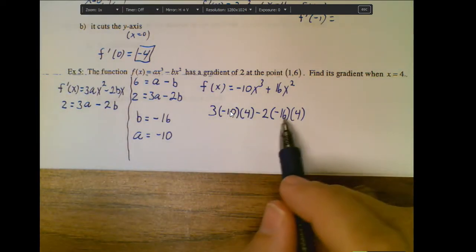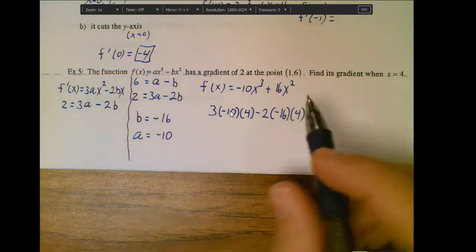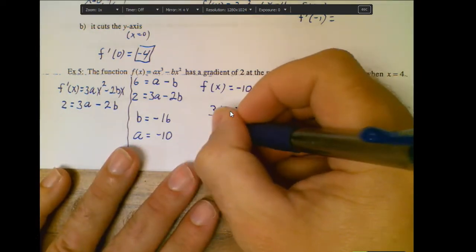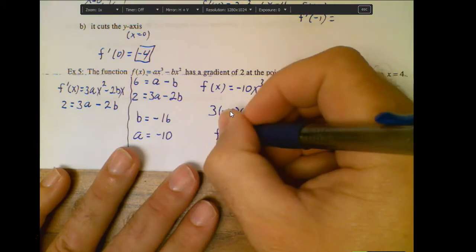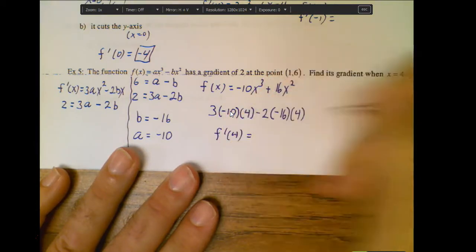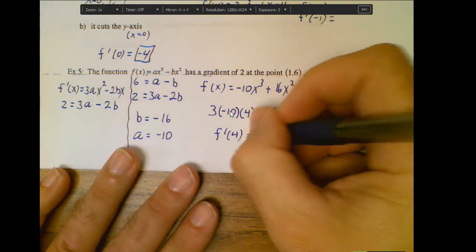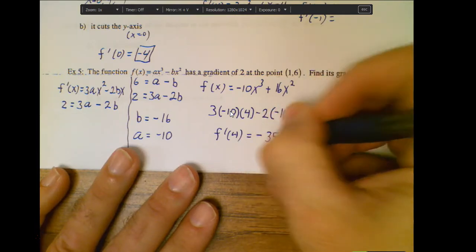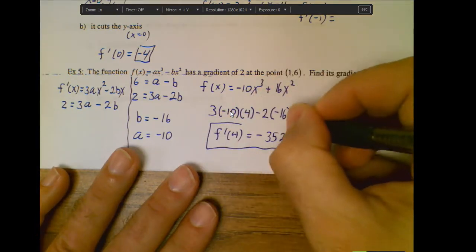If I do all the cleanup on that and simplify, the derivative when x was 4 came out to be -352.